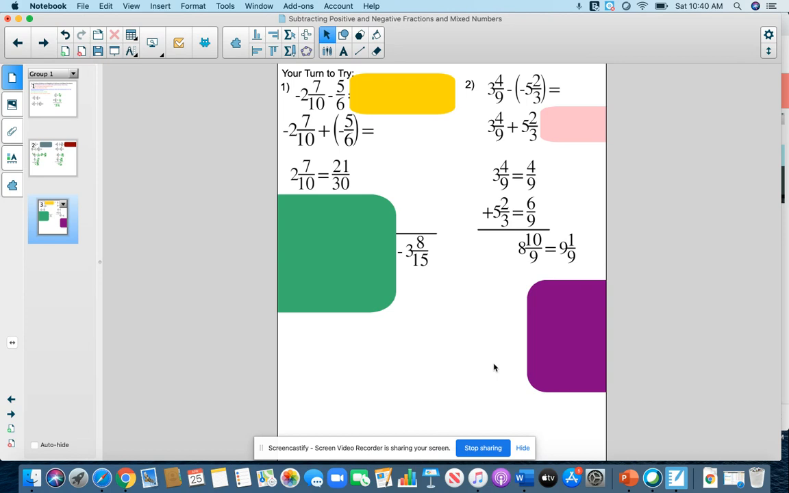I hope you got that one correct. If you didn't, you always go back and re-look at your work and see what you messed up on. Please contact your teacher if you have any questions on how to subtract positive and negative fractions. Good luck on your assignment.